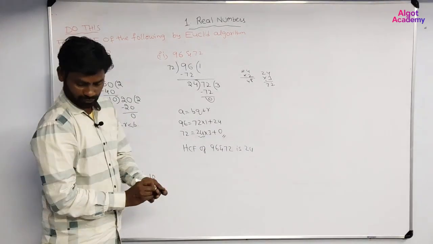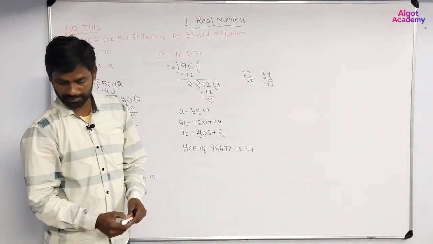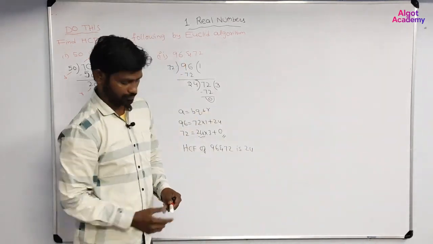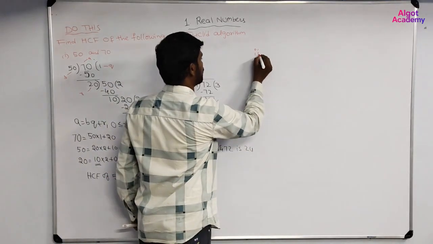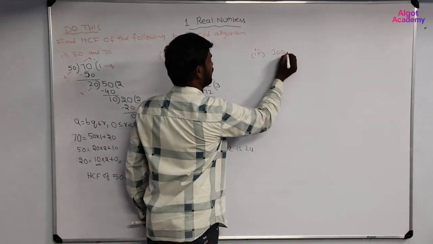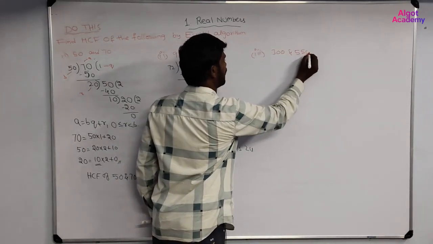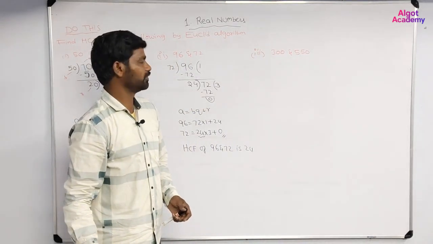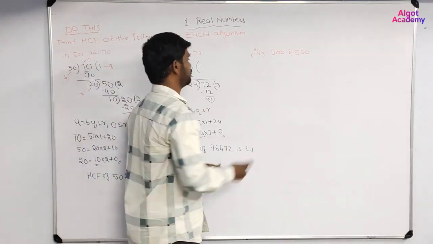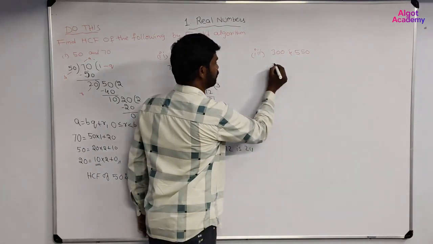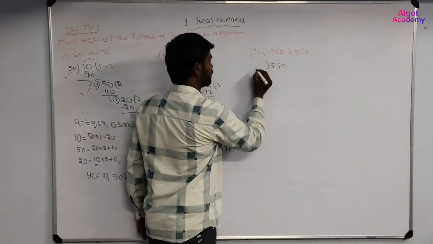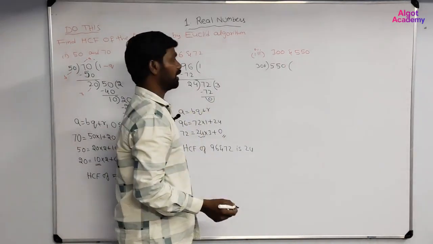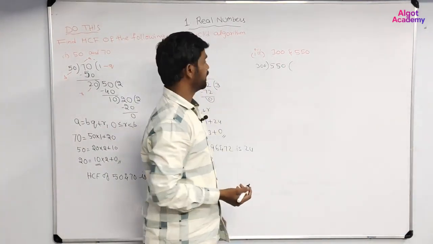Let us solve one more question, that is the third question. Find the HCF of 300 and 550. So let us solve. 550 is the highest number from the given numbers, that is 300 and 550. So divide 550 by 300.